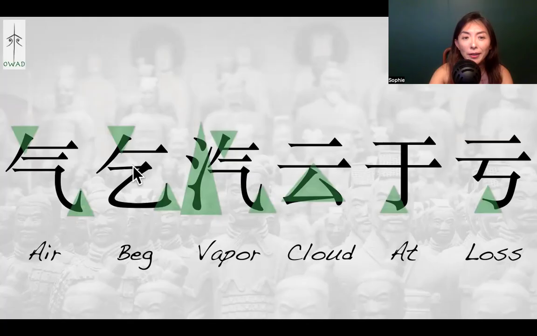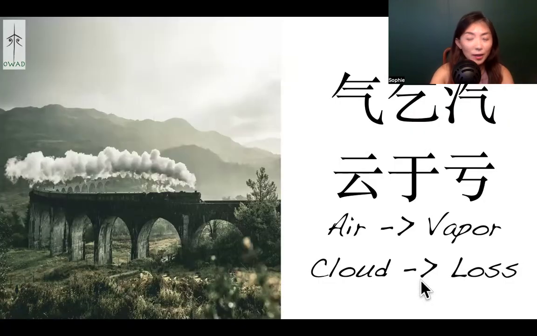And here are the hooks, the dots, the abstractions, the streamlines of the Chinese characters compared with their original form. And here you go, from air to vapor. We just add water to that.